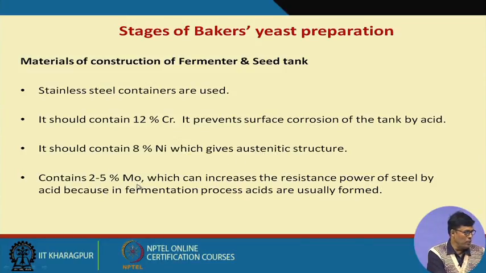Then 2 to 5% molybdenum, which can increase the resistance of steel to acid, because in the fermentation process acids are usually formed. So this is how we can improve the quality of the stainless steel by changing the different metal content in the alloy steel.